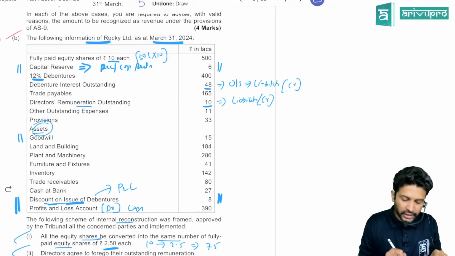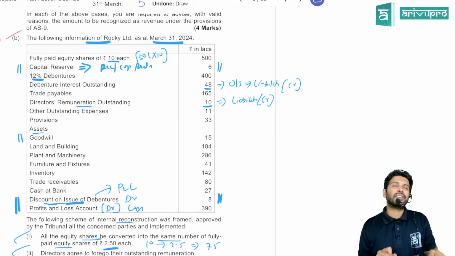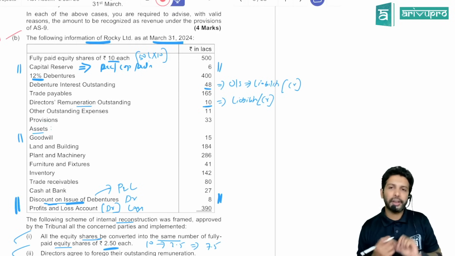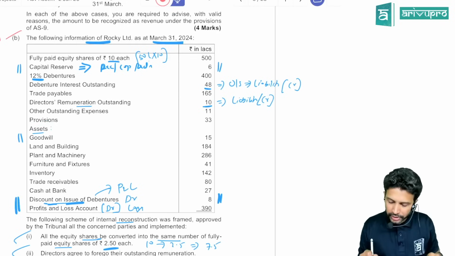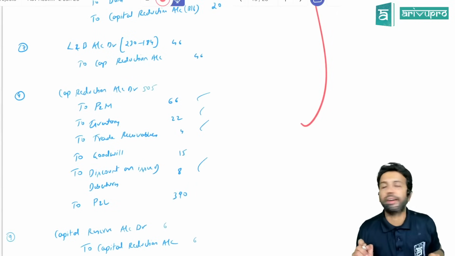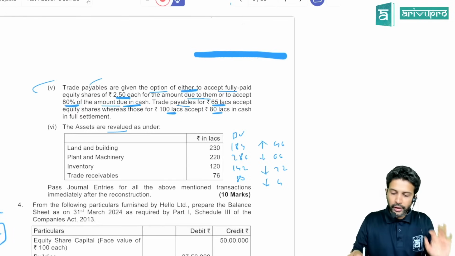It's coming under which side? That means it has what balance? Debit balance. How do you write off something which has a debit balance? Credit it. So what's the journal entry? Capital reduction account debit to discount on issue of debentures. How much? 8. That's what I've written over here. Done, people? Okay.